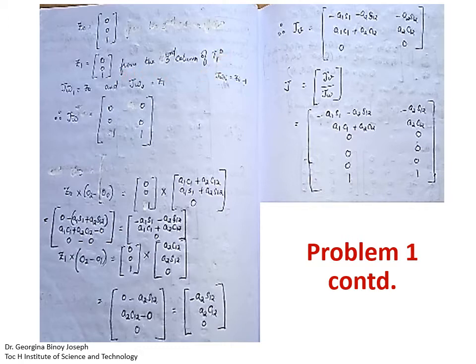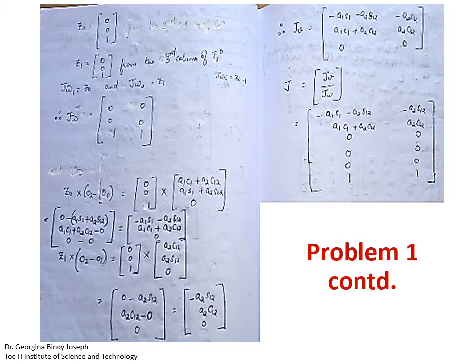So, that T10, I told you the first 3 cross 3 section is the rotation matrix. The first column in that rotation matrix denotes the x-axis. The second column denotes the y-axis. And the third column denotes the z-axis. So, we just have to take the third column of T10. If you look at your notes, T10 third column is 0, 0, 1.